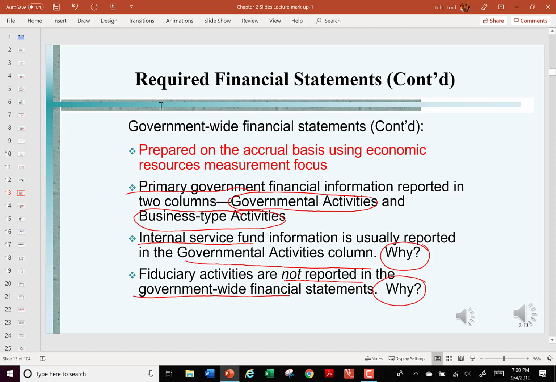Well, the customers of an internal service fund are the other governmental funds. The customers of the internal service fund are the other governmental funds. Just look at the word, internal service. It's service that's being provided inside of the government. It's not services being provided to those outside the government. It's services that are being provided internally, inside the government.